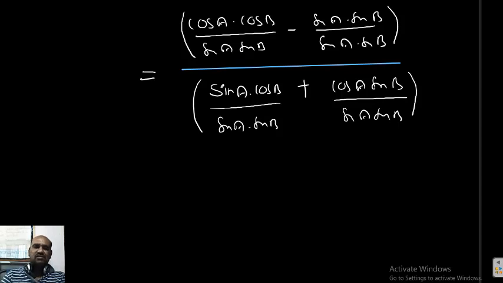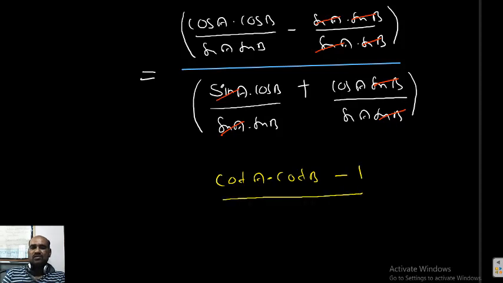Some cancellation here, students. So what I will get is cot A into cot B minus 1, divided by cot B plus cot A. So this is the formula for cot of A plus B.